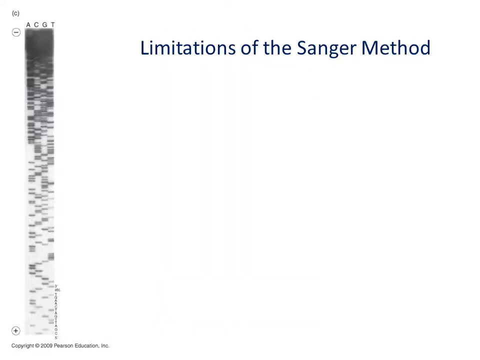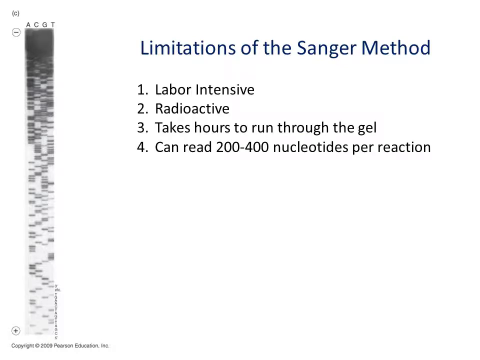So here on the left is showing you what a typical sequencing gel would look like, but there are a lot of limitations to this type of method. It's very labor intensive. You're working with a lot of radioactivity. It takes hours just to run your samples through these gels. They're very thin gels, and it takes a long time to separate out those bands. And once you've done that, you can only read somewhere between 200 and 400 nucleotides per reaction.